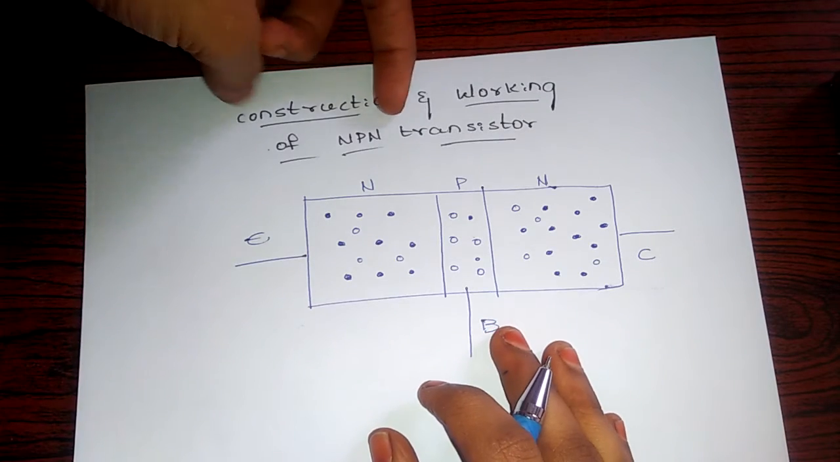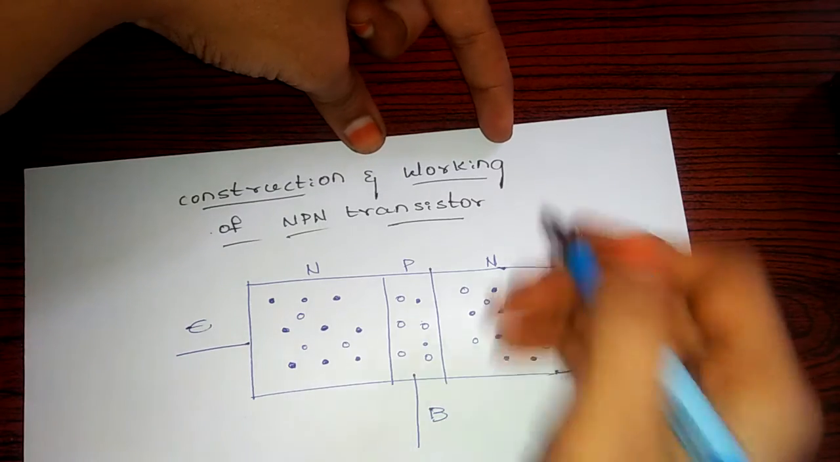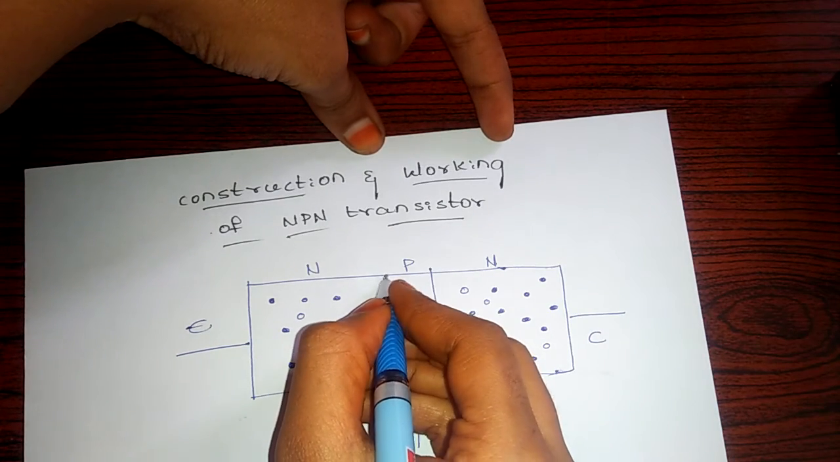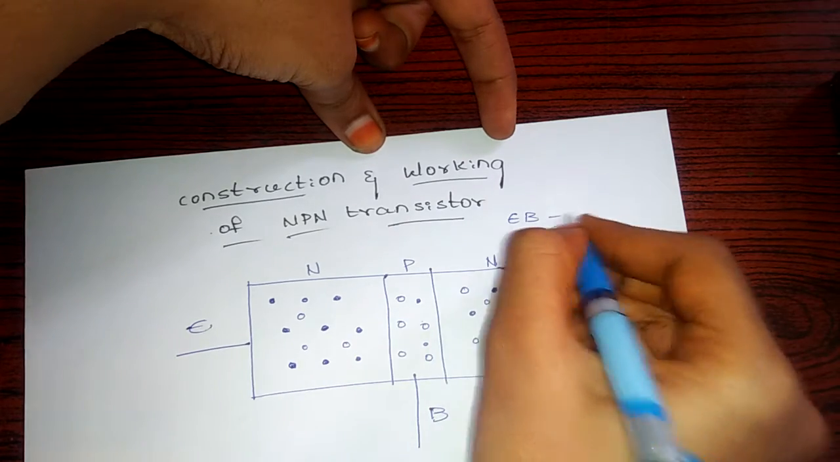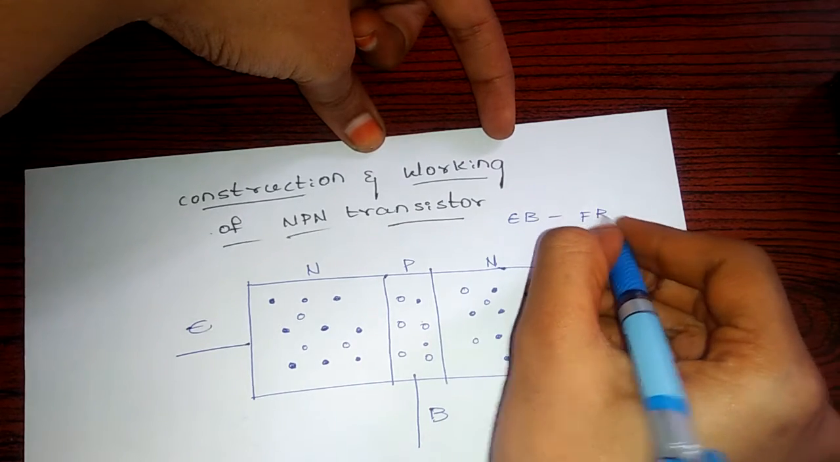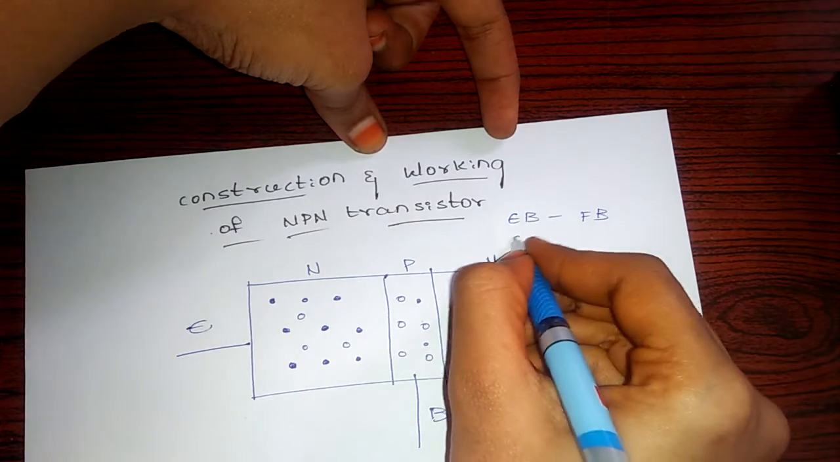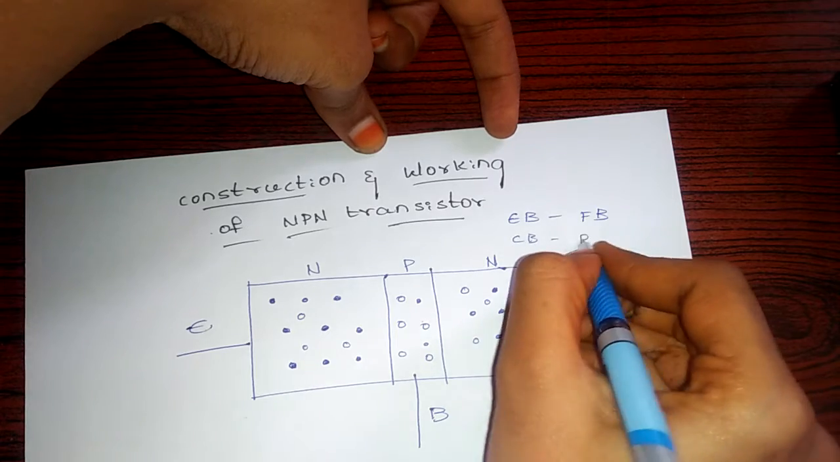Then how do we operate this transistor in the active region? To operate in the active region, the emitter base junction must be forward biased and the collector base junction must be reverse biased.